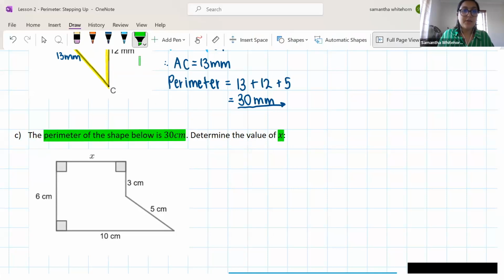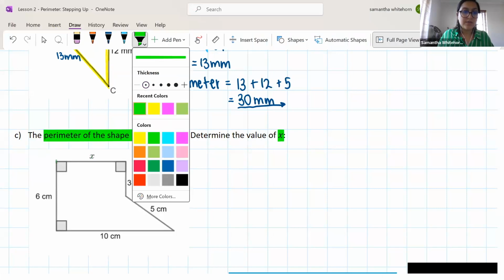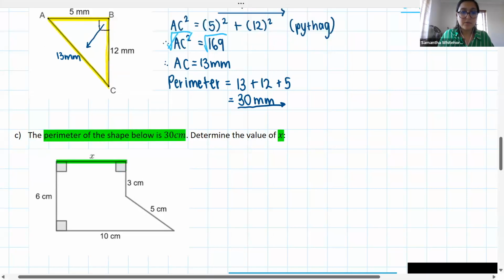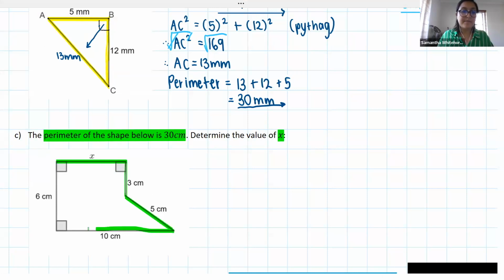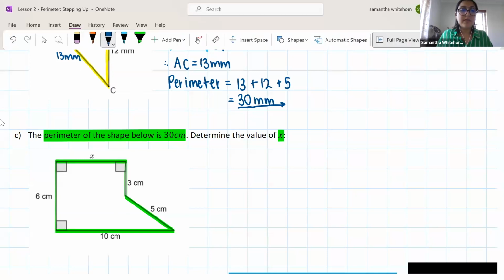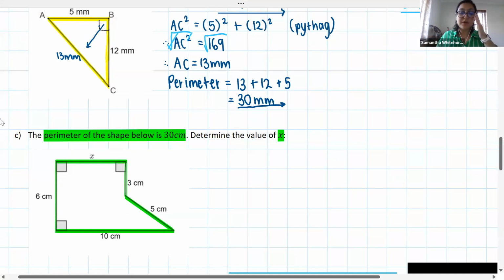Alrighty, so if we go to our shape, I'm telling you that if you say x plus the 3 centimeters down the side, plus the 5 centimeters of that slanted length, plus the 10 centimeters, plus the 6 centimeters up the left-hand side, you will get 30 centimeters. I've told you what the perimeter is. And so we almost need to work backwards to figure out what our x value is.